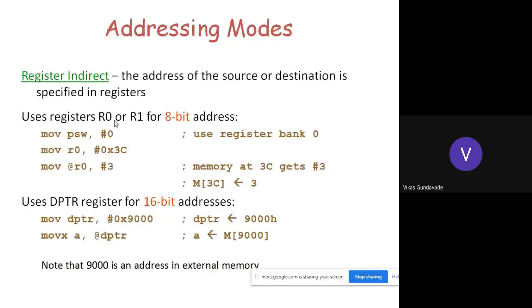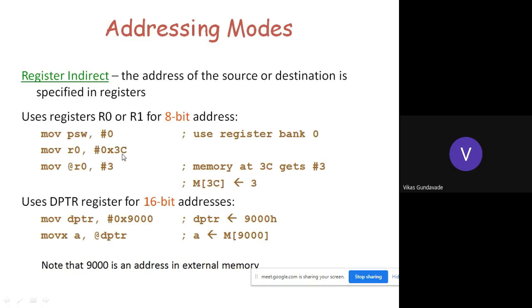Okay. So just see, this is one example here. One more thing, in this register indirect mode, the two registers R0 and R1 are used as the pointers. From the pointers, the contents from that memory location are accessed and transferred. So this is one example given here. MOV R0, #3Ch.